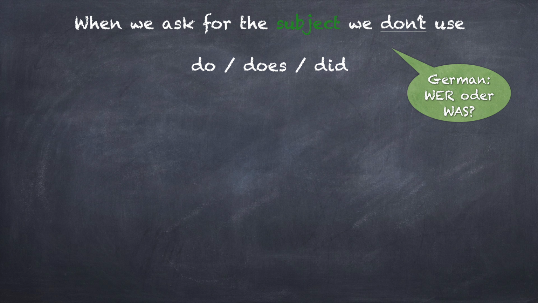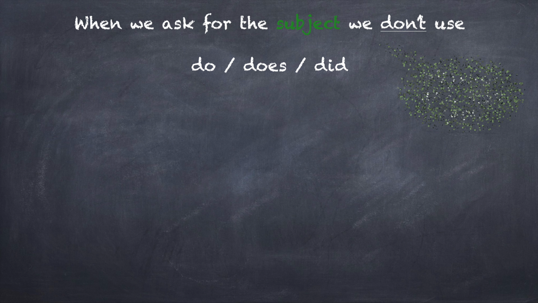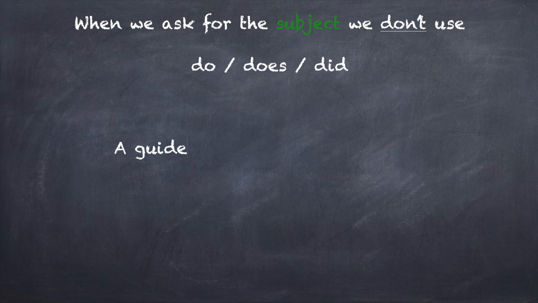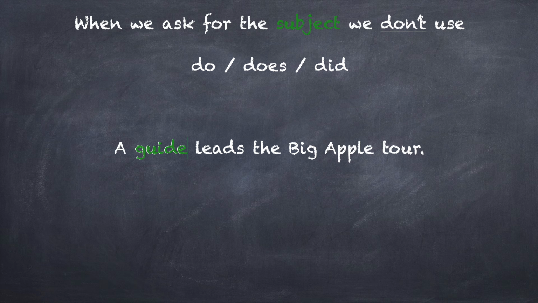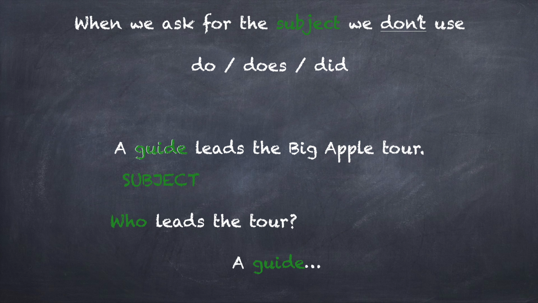In German, you ask for wer oder was. Here is an example for that. A guide leads the Big Apple tour is the statement, and the guide, of course, is the subject of the sentence. Now, when you want to ask for the subject here, the question becomes: who leads the tour? And the answer would be a guide. And as you can see, there is no do, does, or did in this sentence in front of lead, no auxiliary when we make a question for the subject.